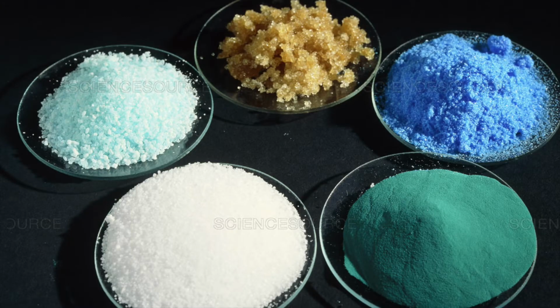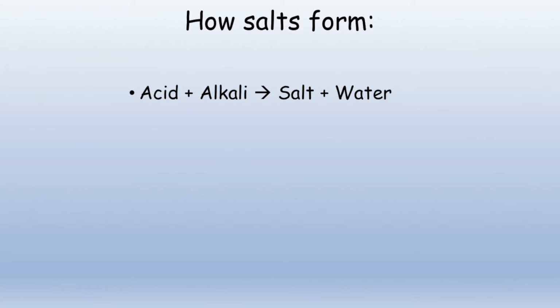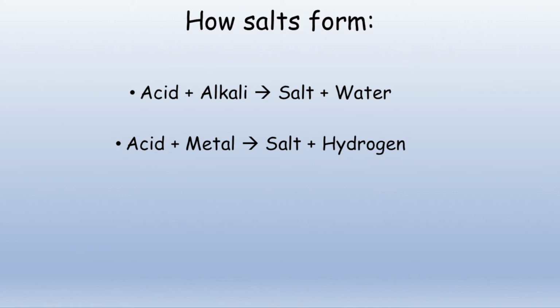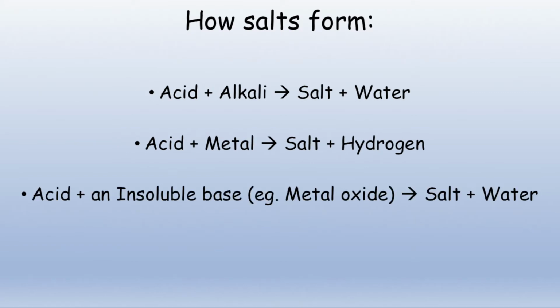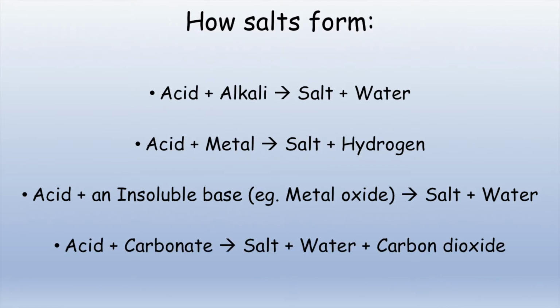A salt is a compound that forms when a substance, such as a metal, replaces the hydrogen in an acid. Your syllabus looks at 4 ways to make a salt where the hydrogen in the acid has been displaced. Acid plus alkali. You'll see this in a titration. Acid plus metal. Acid and an insoluble base, such as a metal oxide. You've seen this in your required practical.